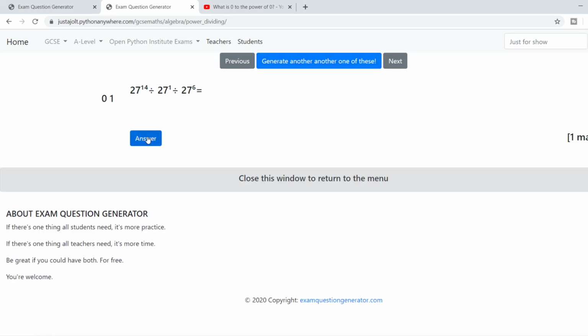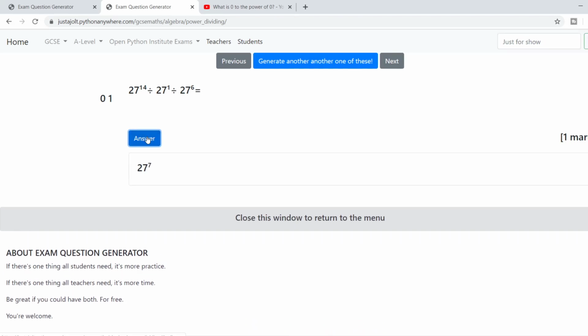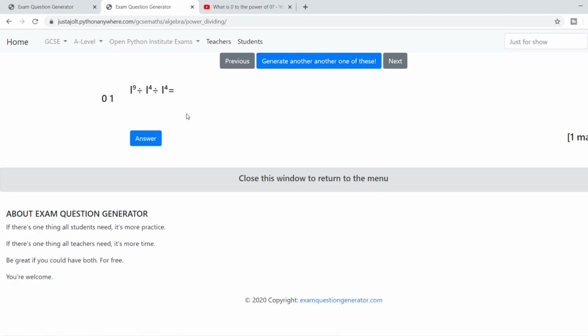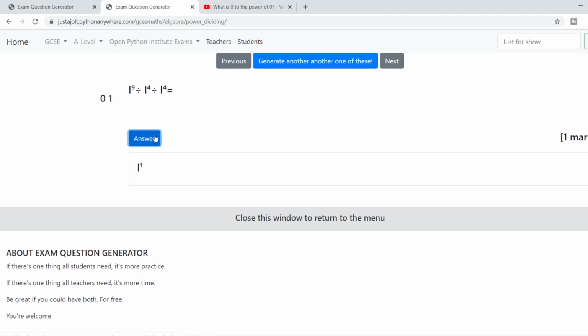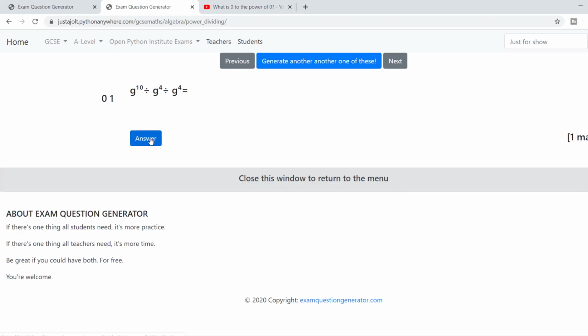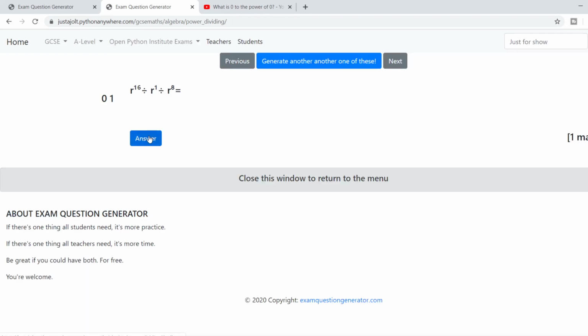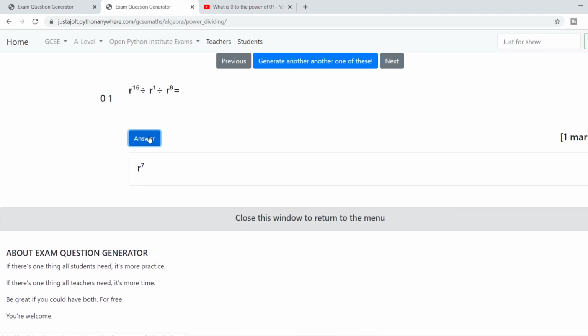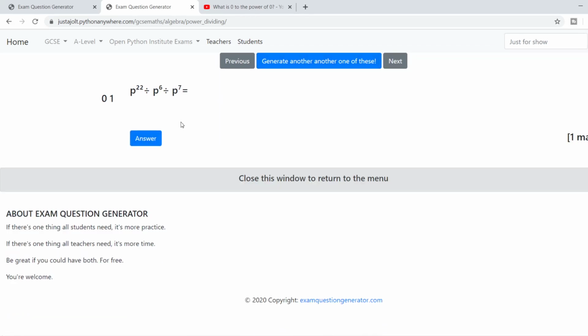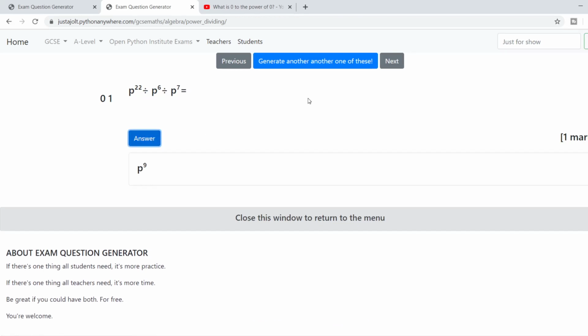14 minus 1 minus is going to be 27 to the power of 7, which if you wanted to, you could actually calculate. I've chosen not to. That's L to the power of 1, which is going to be L, really. That's going to be G to the power of 2. R to the power of 7, sorry, because I can't count. And that's going to be 22 to the power of minus 6. It's going to be 16. It's going to be P to the power of 9. And you guys get the idea.